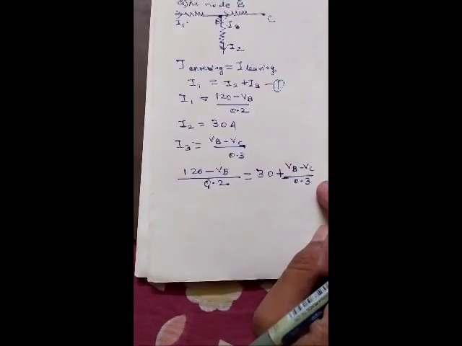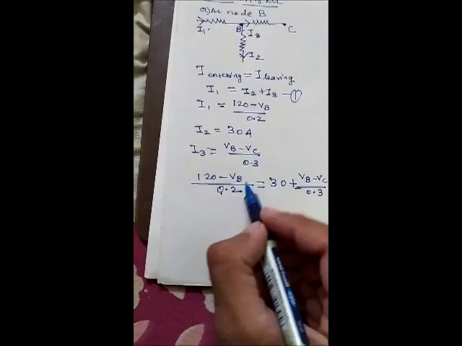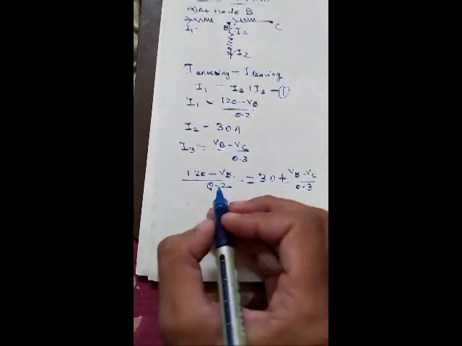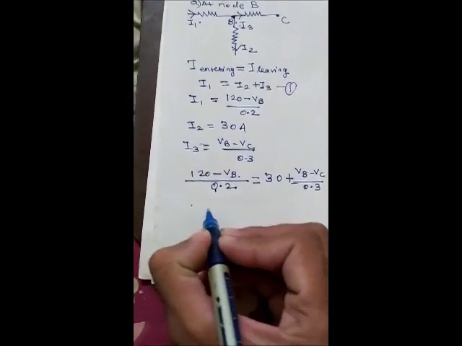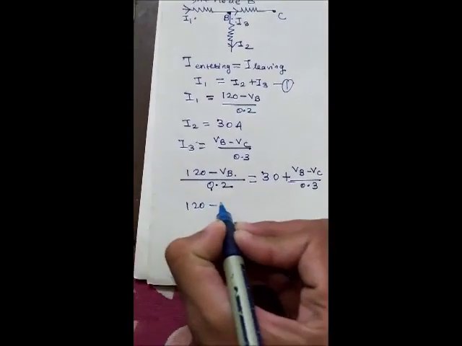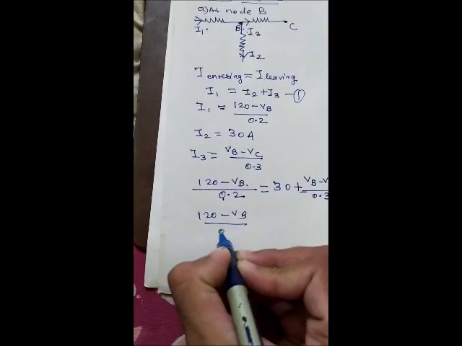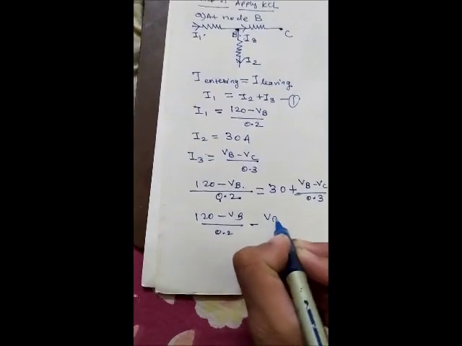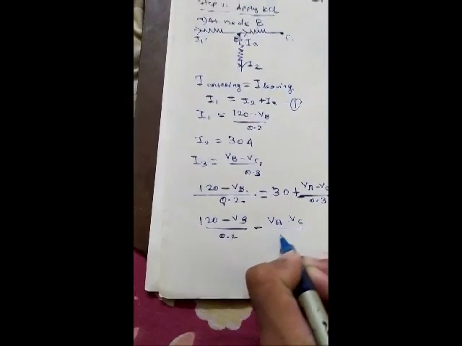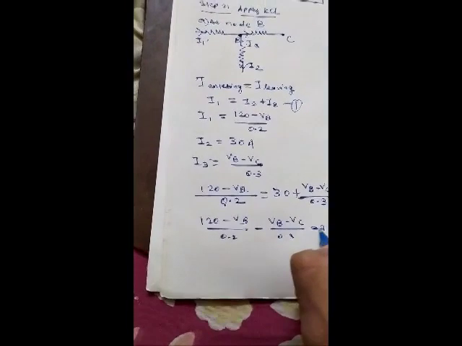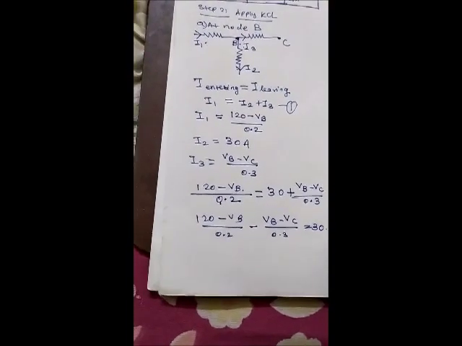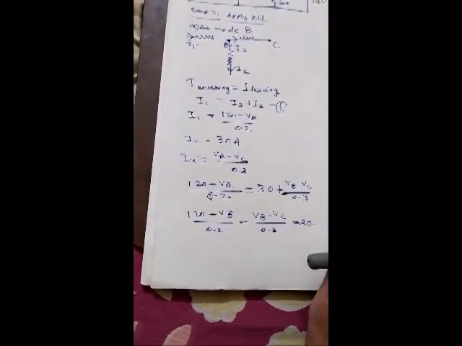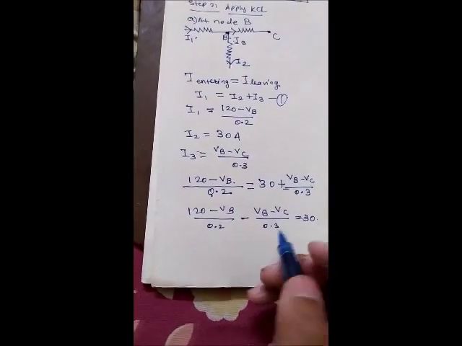ठीक है. So what we will do here? Now we will take the terms with variable VB on one side. VB च्या terms आपण one side ला घेऊया. So it becomes (120 minus VB) divided by 0.2 plus (VB minus VC) divided by 0.3 is equal to 30. To form a simultaneous equation we are doing this step. Simultaneous equation तयार व्हावं म्हणून आपण ही स्टेप करतोय.